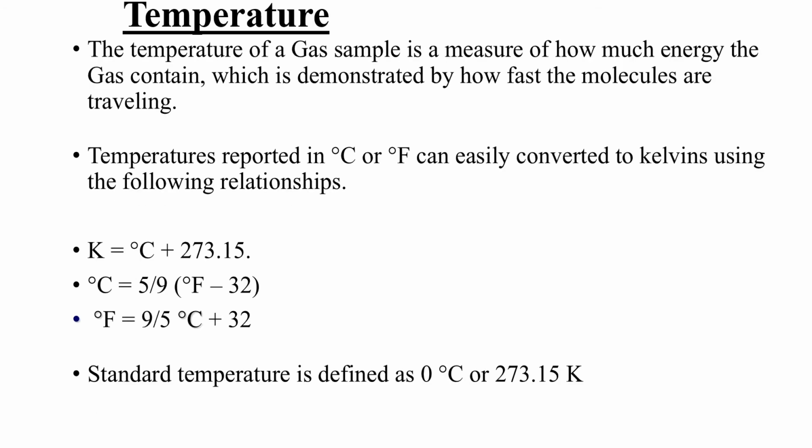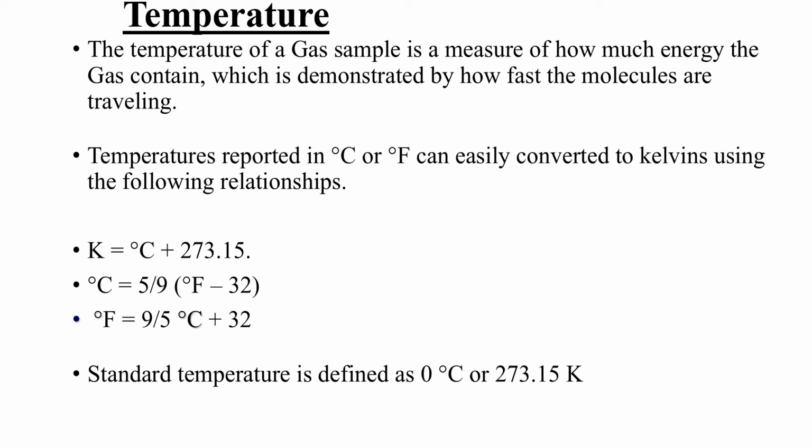The second variable that is used to define the behavior of a gas is temperature. The temperature of a gas sample is a measure of how much energy the gas contains, which is demonstrated by how fast the molecules are traveling, or how much kinetic energy the gas has. The temperature used to describe gas behavior is Kelvin, and if the Celsius temperature is given, you have to convert it using these formulas to Kelvin.